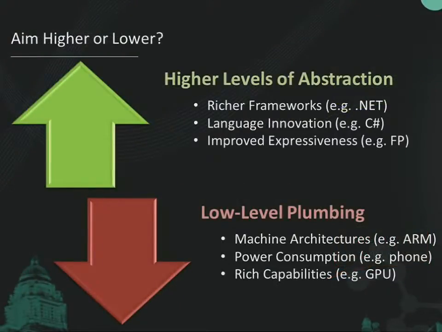So an important question now is, where do you want to aim in terms of language design, in terms of framework design? Do you want to go for those high levels of abstraction, which we'll talk about quite a bit, such as having richer frameworks, having new language features, having the runtime do much more for you than it did before? Or do you want to go for low-level plumbing, where we see a lot of evolution as well? Like we see new CPU architectures coming along quite quickly with regards to power consumption, small devices, all those things.